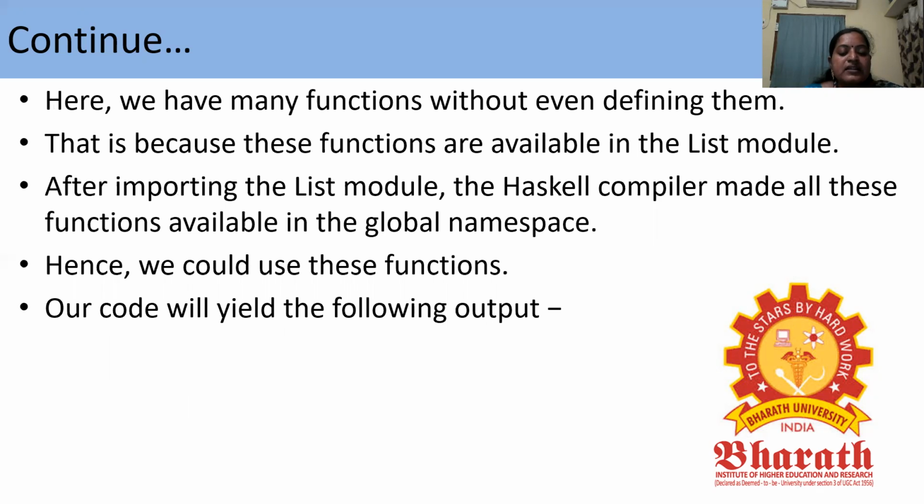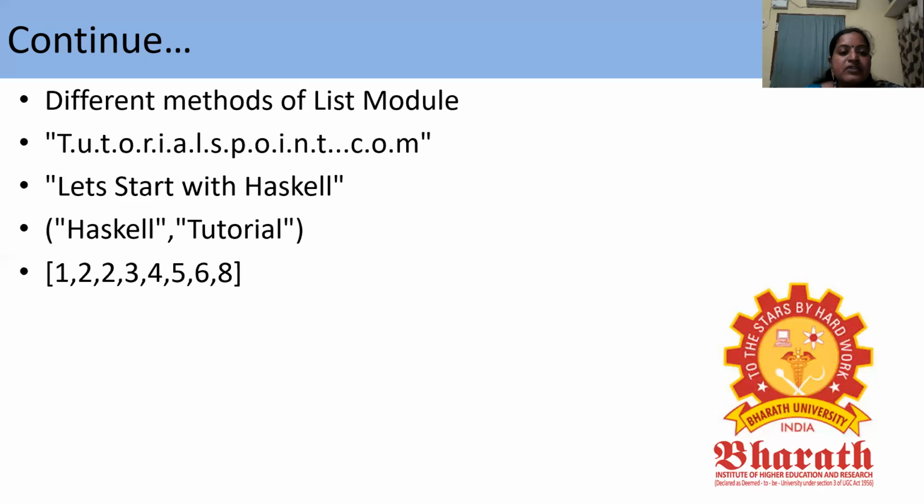Our code will yield the following output: different methods of list module, and then tutorialspoint.com will be separated with a dot, and then "Let us start with Haskell". Separate words will be combined and you will get a new string. And then the Haskell tutorial will be separated at index value 7. And then the sort method will sort the values in ascending order.